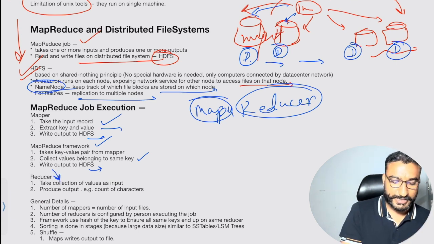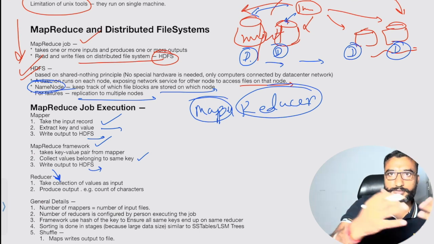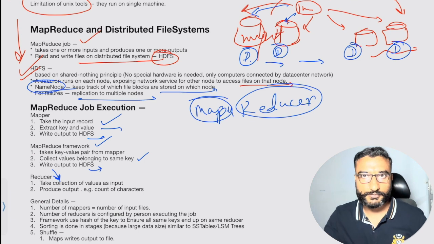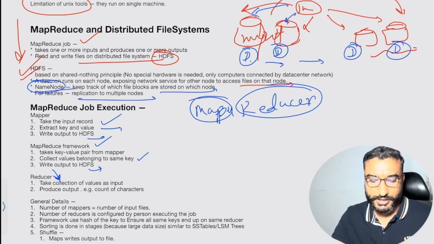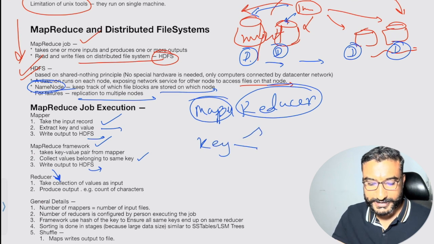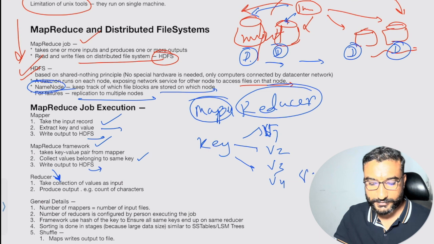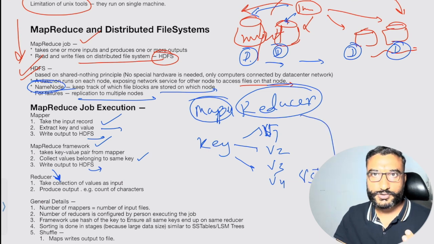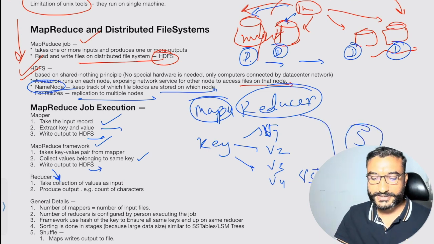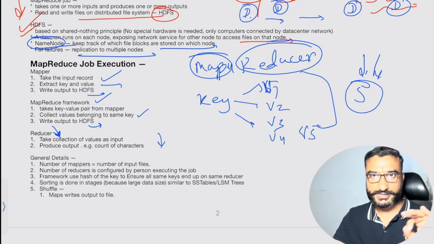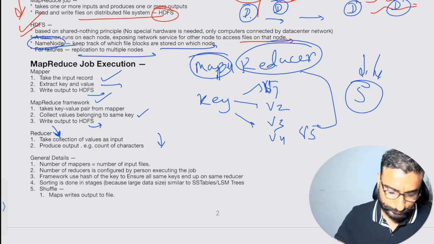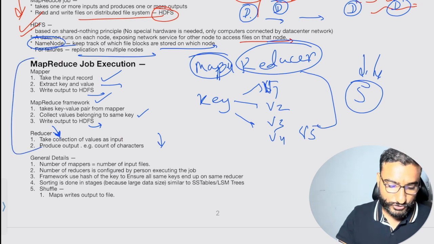What does the reducer do? It takes the collection of values as input. Okay, it produces the output, whatever logic is there, whatever kind of evaluation we want to do. Let's say we want to count the number of values. So you have this key, and against this key you have 5 values, v1, v2, v3, v4, v5. If you want to calculate the count, the count will be 5. So this is handled by the reducer. Once that is done, it is stored back to the HDFS, the file system. Okay, so this is how MapReduce job execution works.